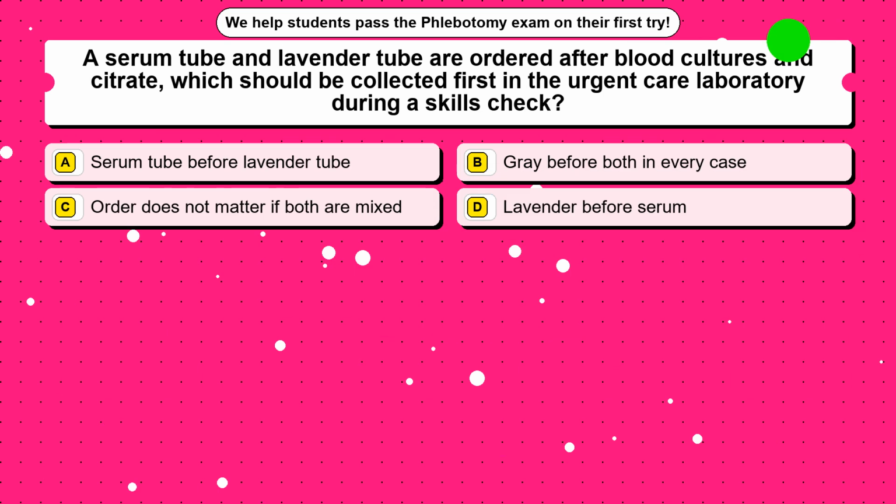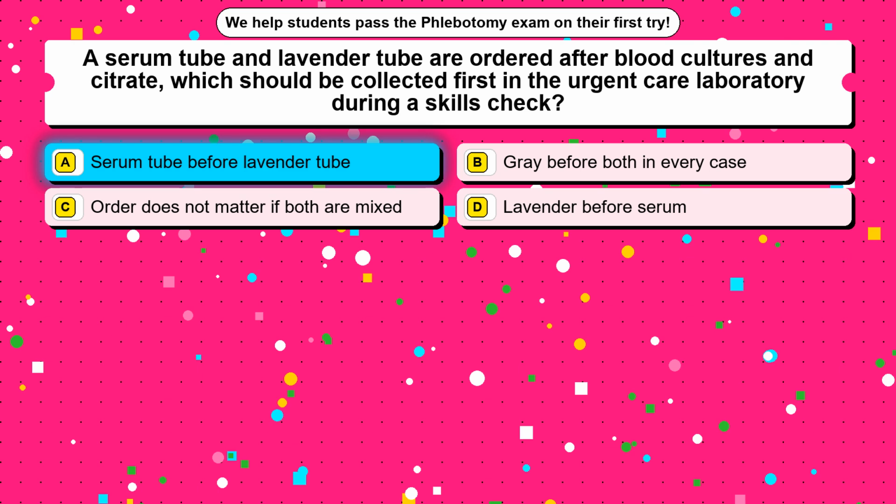Question 93. A serum tube and lavender tube are ordered after blood cultures and citrate. Which should be collected first in the urgent care laboratory during a skills check? Option A, serum tube before lavender tube. Option B, gray before both in every case. Option C, order does not matter if both are mixed. Option D, lavender before serum.